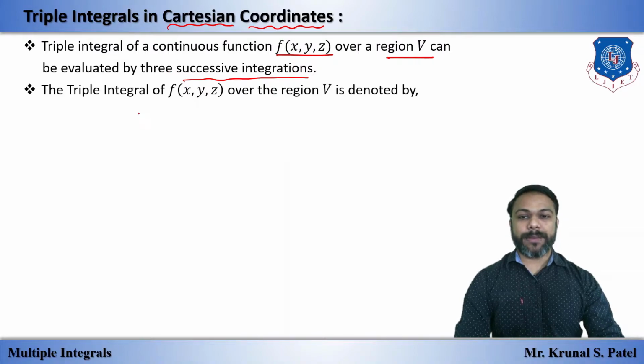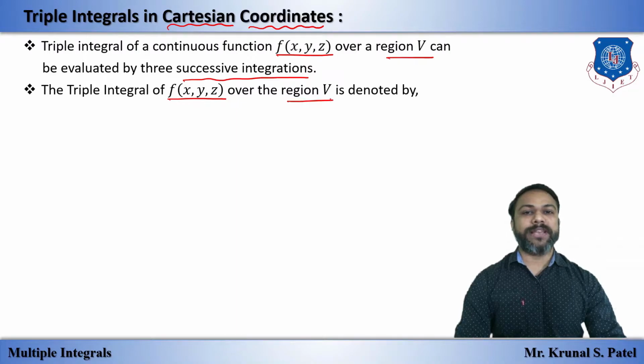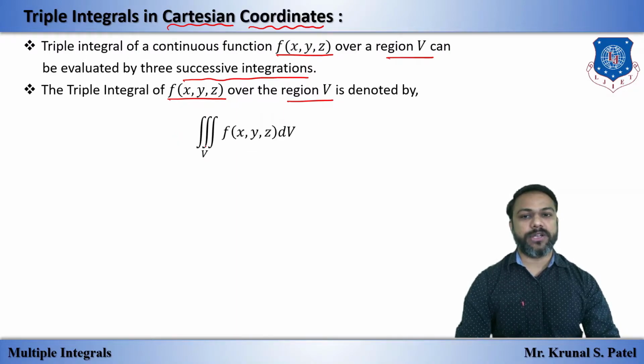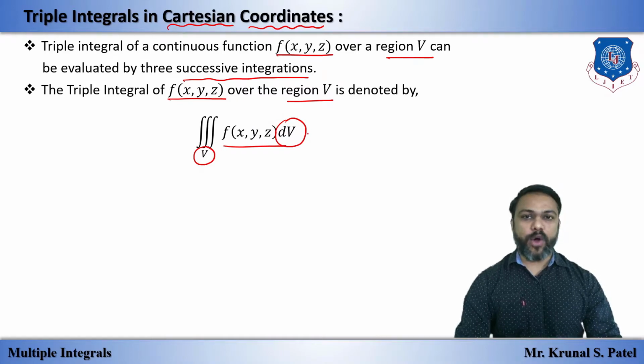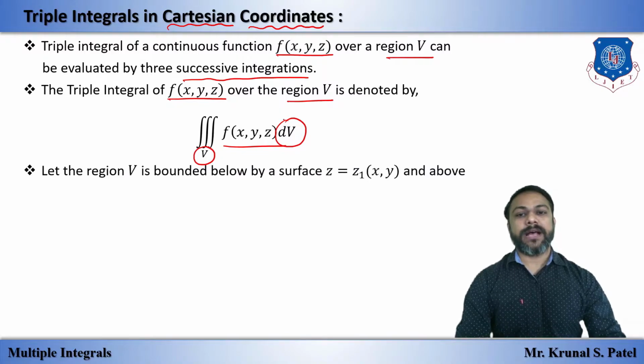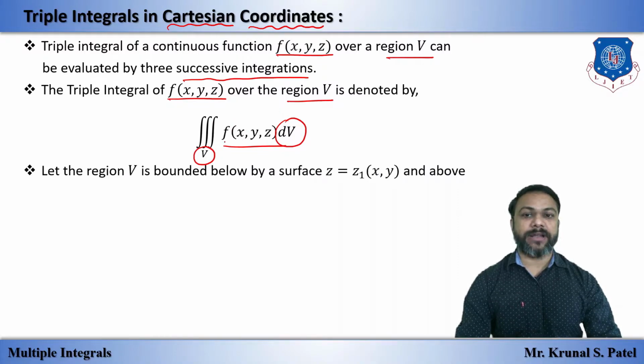Okay. The triple integration of f of x comma y comma z over the region V is denoted by this notation: triple integration over region V, f of x comma y comma z dV. dV means dx dy dz or dy dx dz or dz dy dx, anything. The order may depend on the example. Okay. Now, how to find this integration and what is the limit of this integral?